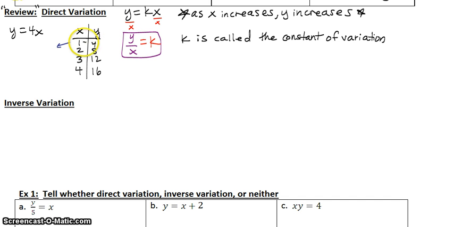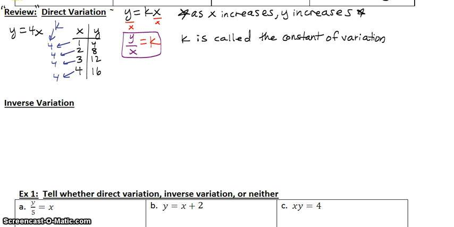y divided by x, 4 divided by 1 is 4. y divided by x, 8 divided by 2 is 4. y divided by x, 12 divided by 3. y divided by x, 16 divided by 4. So if something is direct variation, every single time you look at the x's and y's, I should be able to do y divided by x and get the same number each time. So in this case, my k value is 4. Alright, that is a quick review of direct variation.